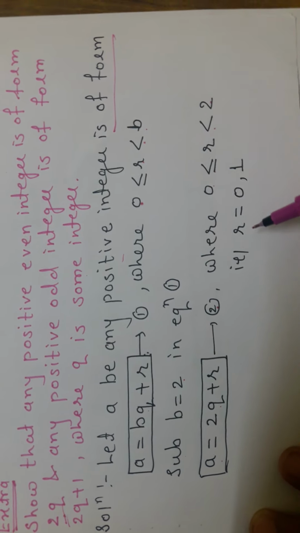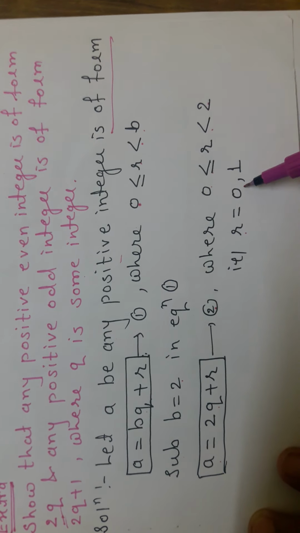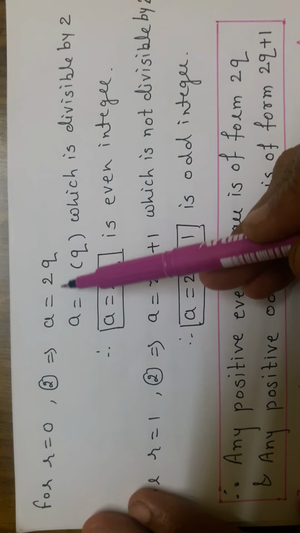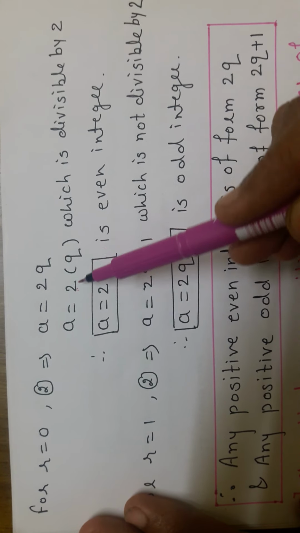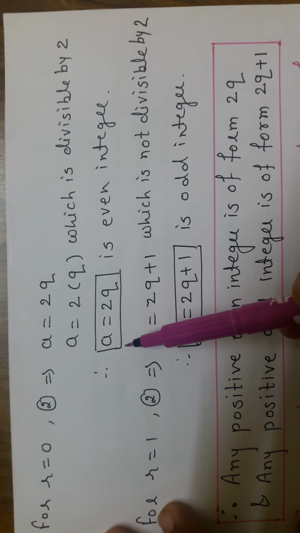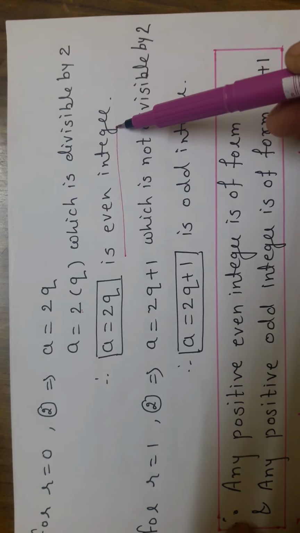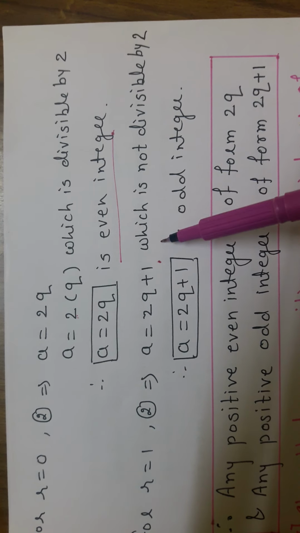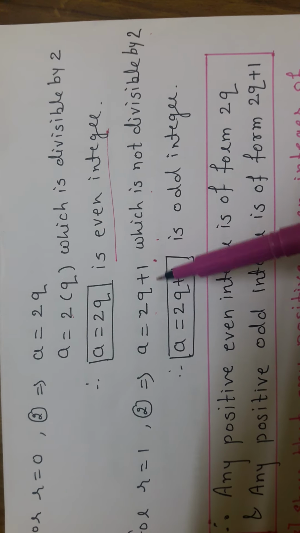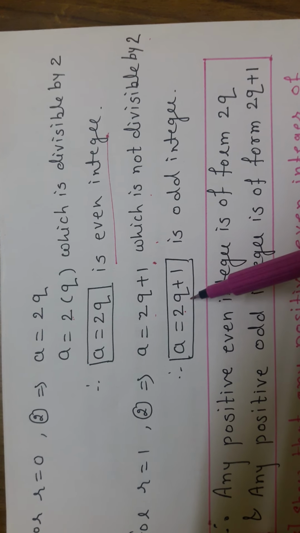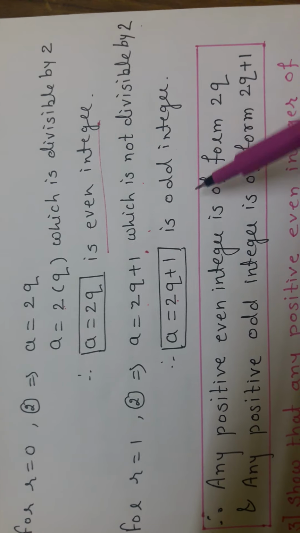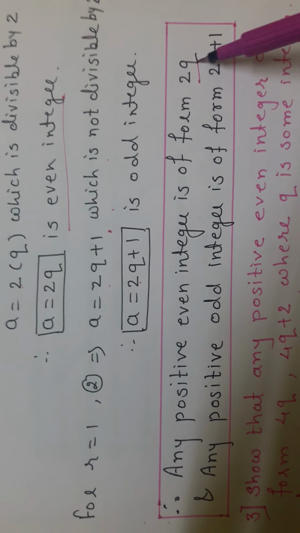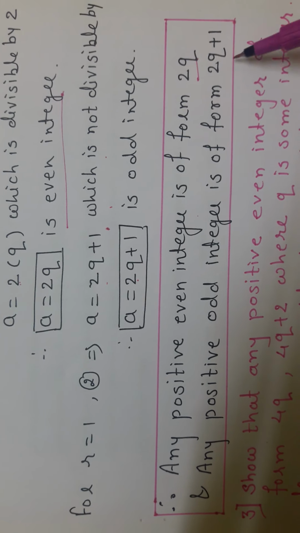Strictly less than 2 means we are going to get the values r is equal to 0 and 1, only. For r is equal to 0, a is equal to 2q, and 2 is one of the factors of this, 2 into q, which is divisible by 2. Therefore, a is equal to 2q is an even integer. For r is equal to 1, a is equal to 2q plus 1, which is not divisible by 2, because from here we can't take out 2 as a common factor. That's why a is equal to 2q plus 1 is an odd integer. Therefore, any positive even integer is of the form 2q and any positive odd integer is of the form 2q plus 1.